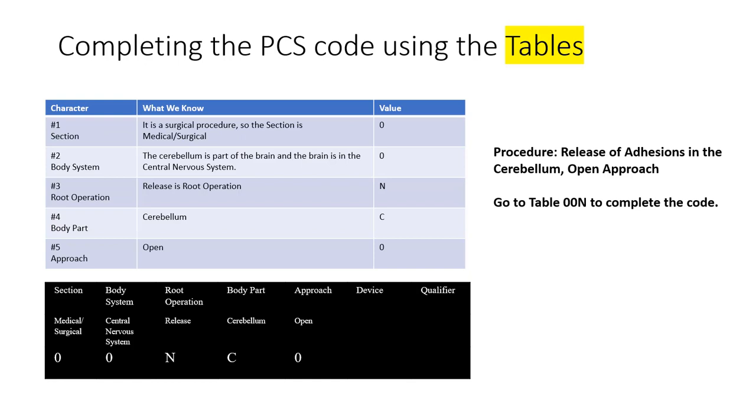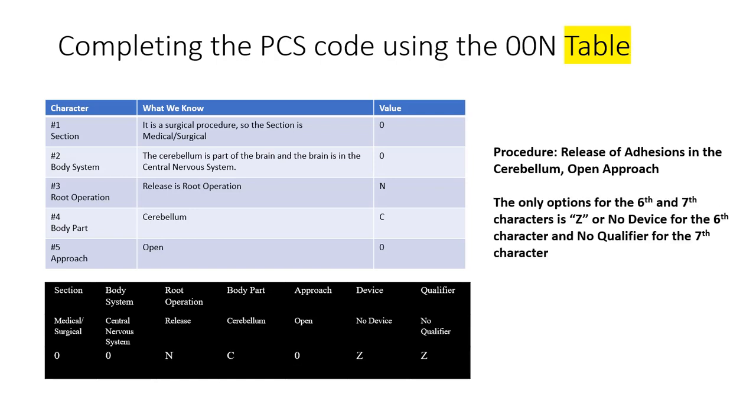The different way you can do that is to go through the same thinking, but you're going to know that it's a surgical procedure, so your section's med-surg. Cerebellum is part of the brain's in the central nervous system. That's going to be your second character. The release is your root operation. That's your third character. Cerebellum is your 4th character, and open is your 5th character. And go directly to that 00N table to complete your code. So either way, you have the same kind of logic working. It's just that you're choosing your characters based on what you've been given in your operative report.